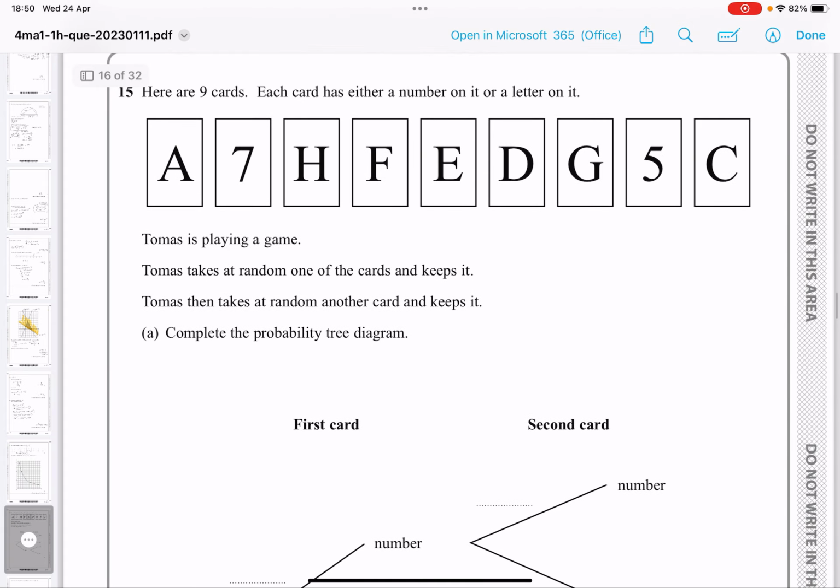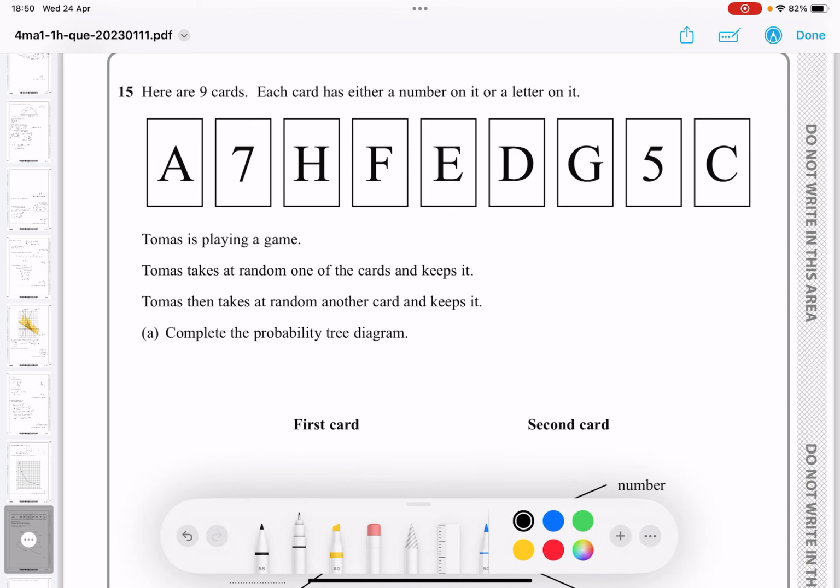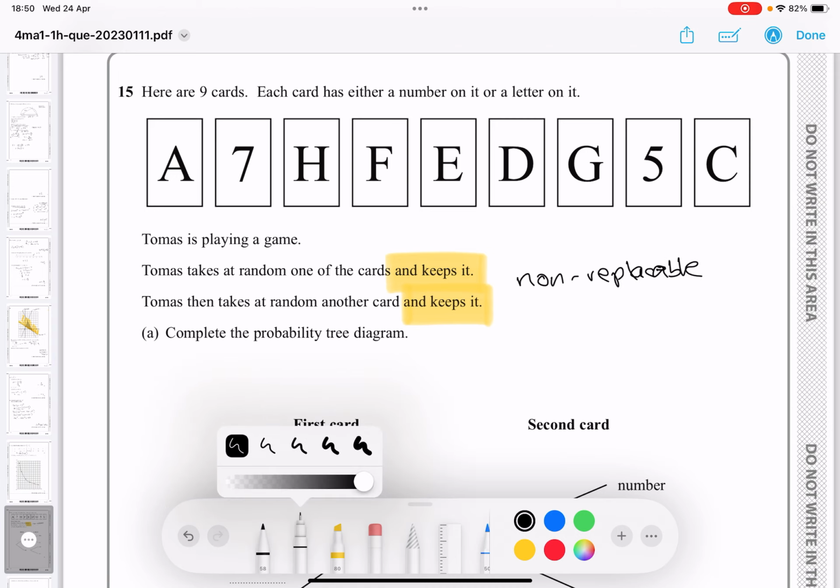Next question. Here are 9 cards. Each card has either a number on it or a letter on it. Thomas is playing a game. Thomas takes out a random one of the cards and keeps it. Okay, that's important information. He keeps the card and then he takes at random another card and he keeps it. So what that means is it's non-replaced, okay? He's not replacing the cards. So that's going to affect your probability and your tree diagram. Let's go through that now.